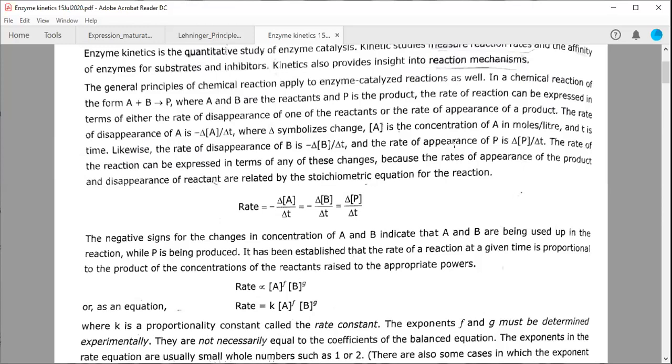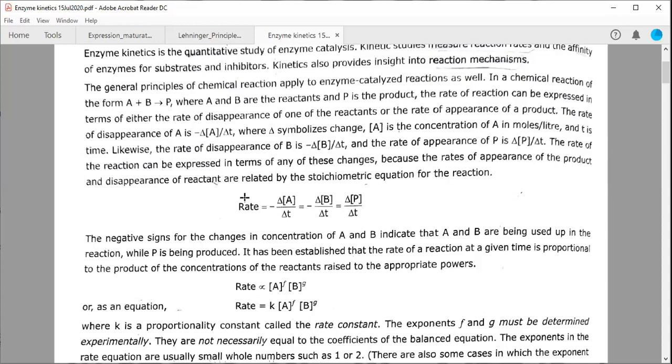And the rate of appearance of product. Now the product will be formed in the reaction, so the concentration of product will increase. So similarly, we will put a positive sign here, because there is no negative sign. This change in concentration of product with time is generally a positive value. So they have written del P divided by del T.